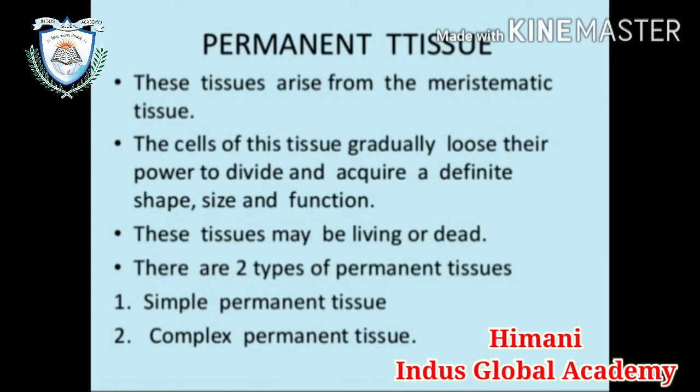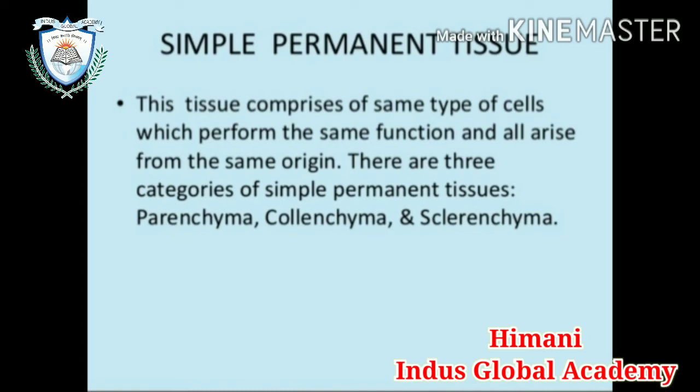The permanent tissue in the plant mainly helps in providing support, protection, as well as in photosynthesis and conduction of the water, mineral, nutrient, that we will discuss. Permanent tissue cells may be living or dead. So there are two types of the permanent tissue: simple permanent tissue and complex permanent tissue. So first is the simple permanent tissue.